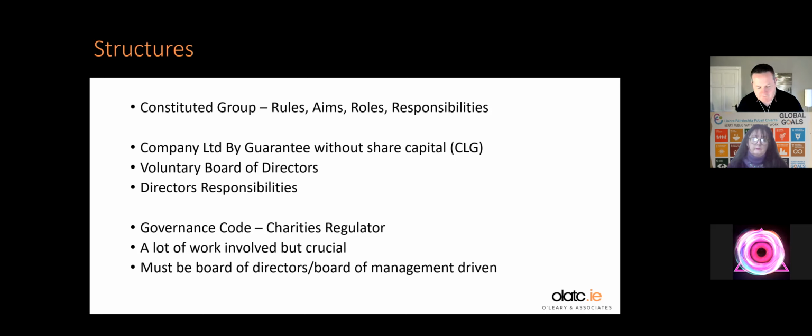There are tons of them out there online. There are good templates from the charities regulator in terms of how you word your constitution if you're trying to get charitable status. But the majority of you will be either companies limited by guarantee now, or down the line, most projects move into CLG status, because you need to be for public funding these days. So you'll have a voluntary board of directors, and those directors will have responsibilities.